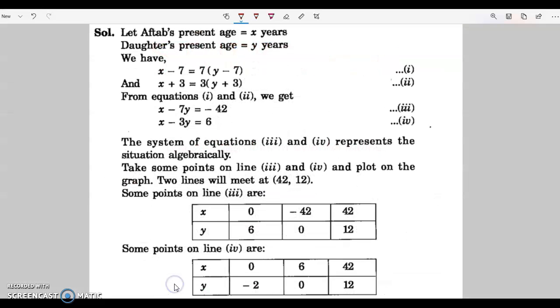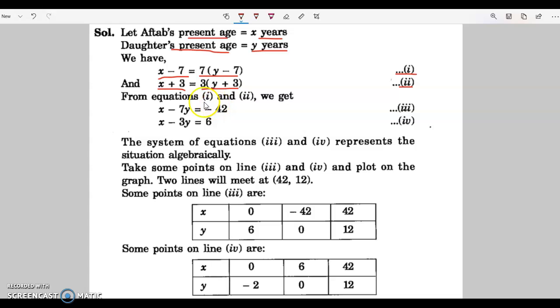So first let's represent it algebraically. For this, let us take Aftab's present age to be some x years, and Aftab's daughter's present age to be some y years. So by that, we have x minus 7 equals 7 into y minus 7. This I'll take as equation 1. And the next step, I take x plus 3 equals 3 into y plus 3 to be equation 2.